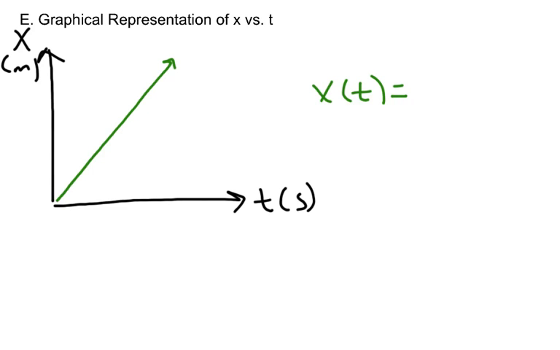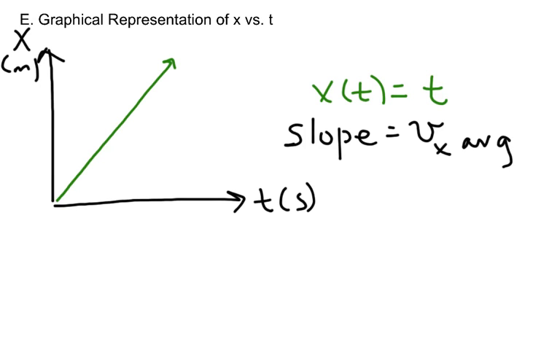just t. Now, if I asked you for the velocity of this object looking at this graph, hopefully you can see that the average velocity here is going to be the slope of this line. But because the line is a straight line, it's also the instantaneous velocity.